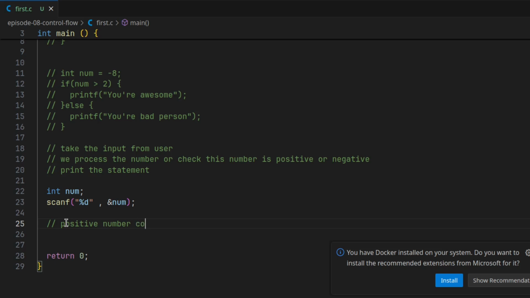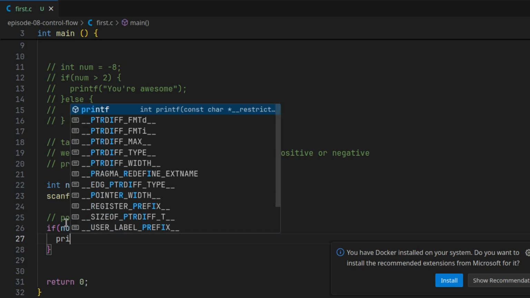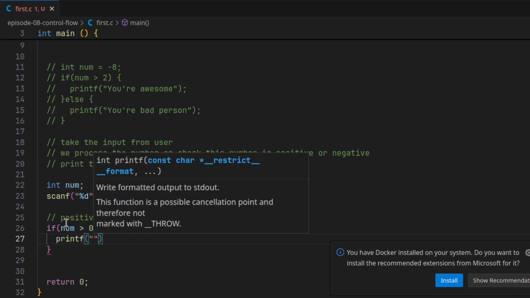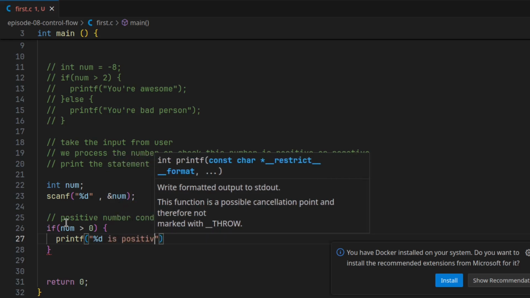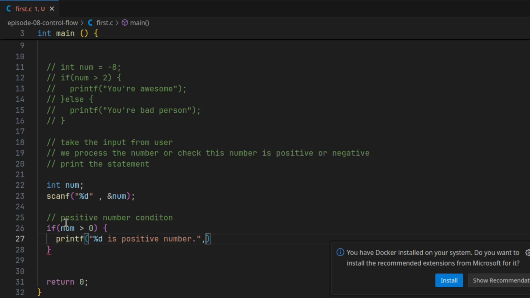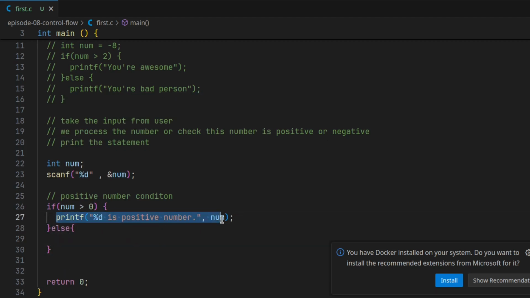Positive number condition, easy. If the number is greater than 0, it means we say it is a positive number. So we write first if, then num is greater than 0, then we say okay, your number is positive. Printf "%d is a positive number", and here we write num. But what happens when it is negative? It means this condition never executes. Then we use the else block, and here we write "%d is a negative number".